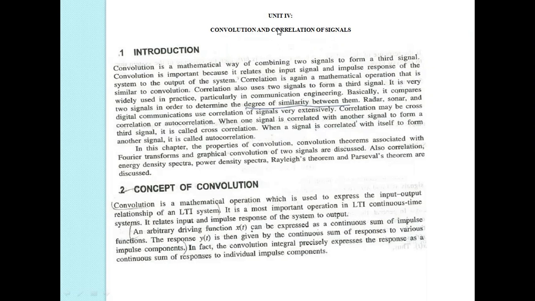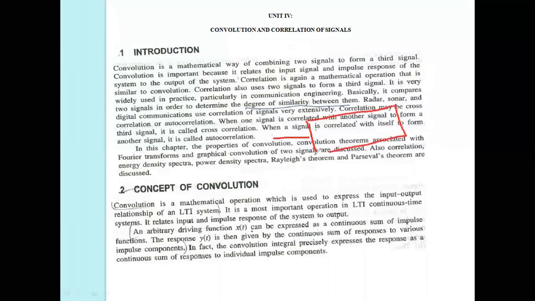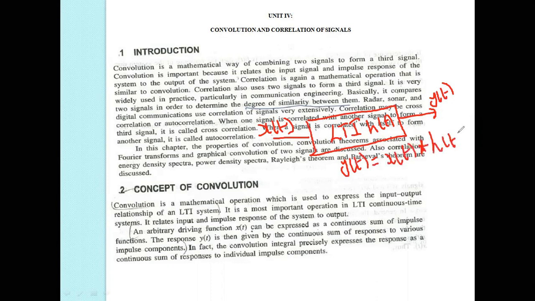So the input function goes into a linear time invariant system with impulse response h of t to get the output response y of t with the input function x of t. That is the convolution. y of t is equal to x of t convolved with h of t.